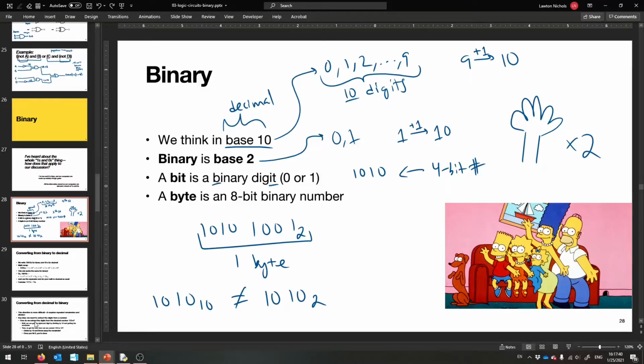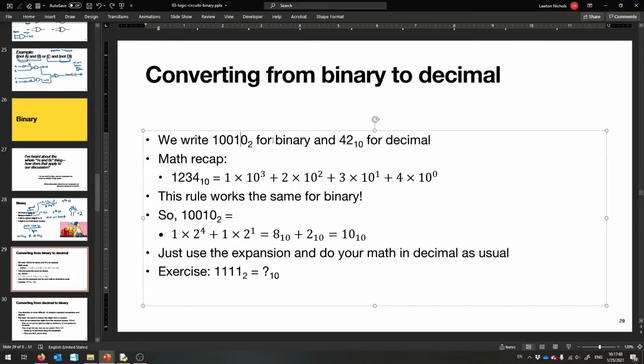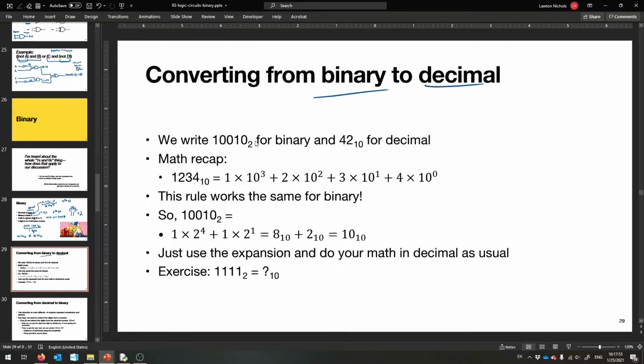Okay, so hopefully this is all making sense. This is binary. You are now introduced to it. So let's talk about how to convert now. So we would like to be able to go from binary to decimal. Okay, back to the number system we know and love, so we can actually reason about these numbers. So remember that we're going to use these subscripts now to talk about whether or not a number is in a certain base.